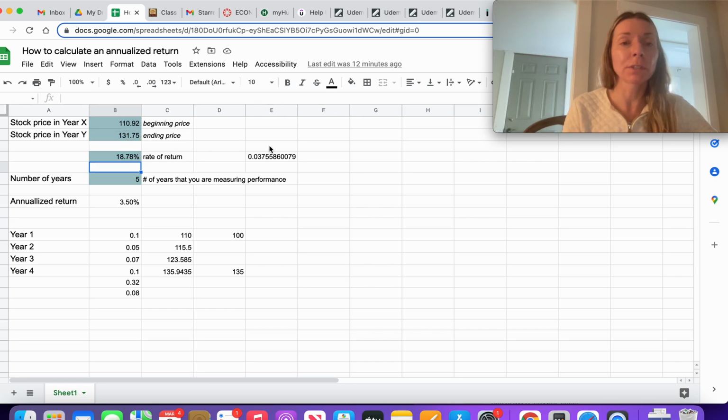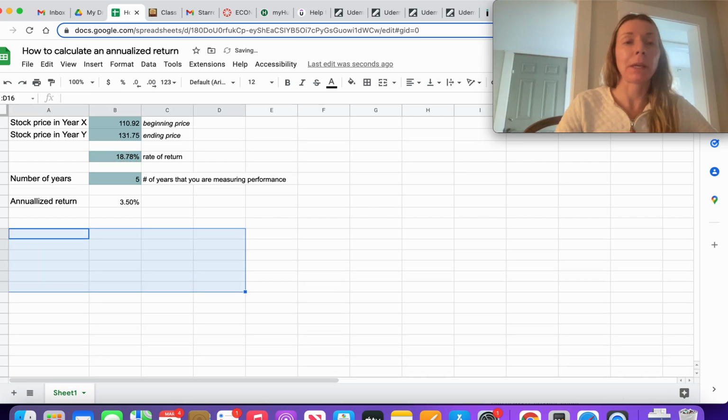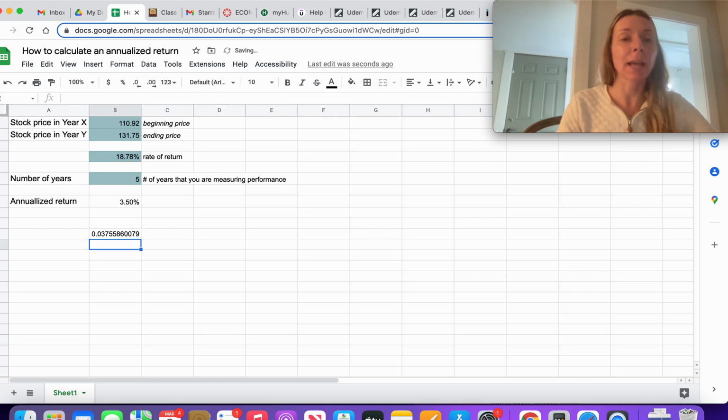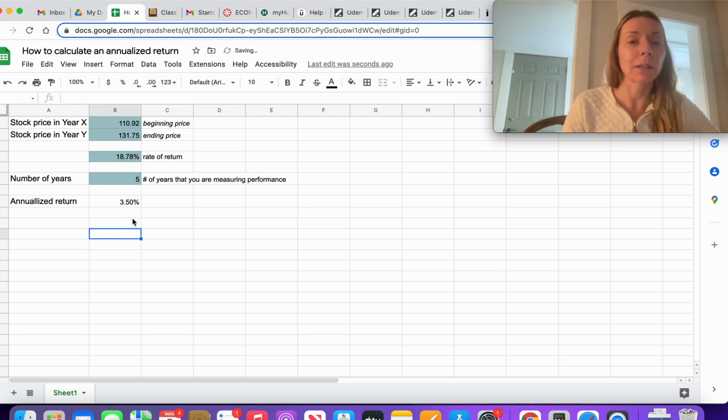Now, an even more interesting way of looking at it is not just looking at the total return, right? The average return might be, okay, I've been holding this position for 5 years, and I get about, let's see what that is.